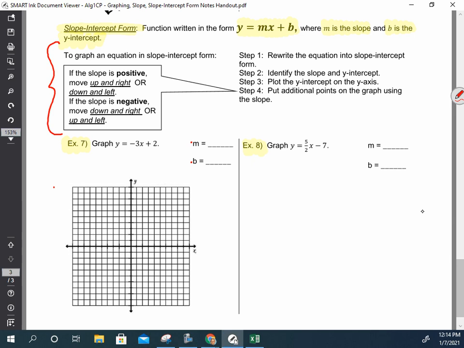So, example 7. We have y equals negative 3x plus 2. So we're going to put the formula directly below it. What's the slope? Which number represents the slope? -3. I'm about to say, I got too many people that got A's and B's up in here last semester for us not to know that. So that's slope. What's the y-intercept? 2.